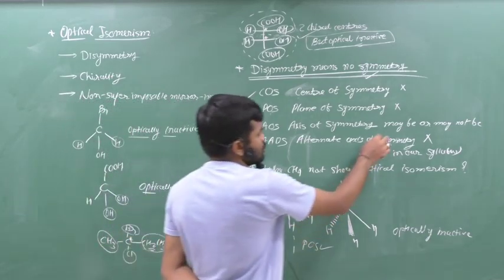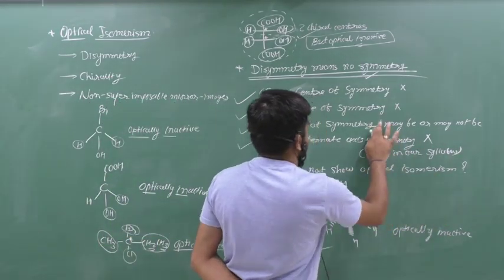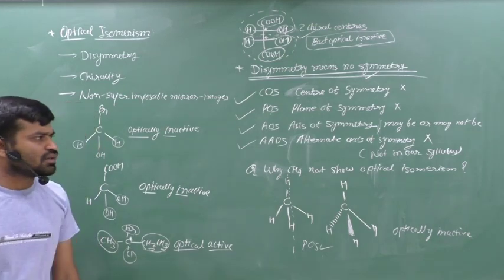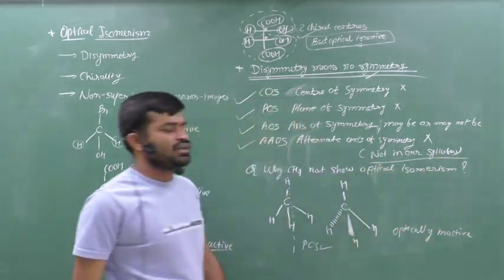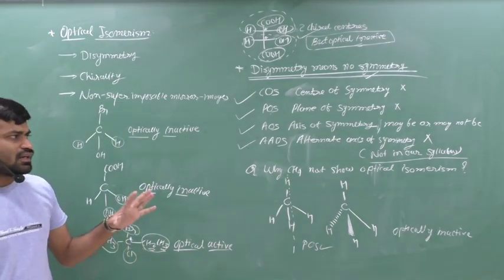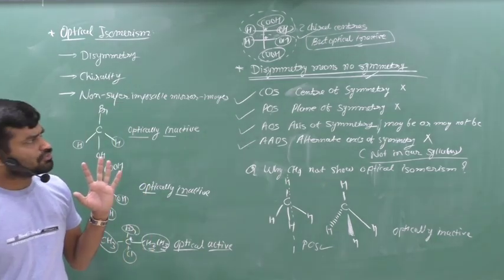AOS means axis of symmetry. AAOS means alternate axis of symmetry, but this type of symmetry is not in our syllabus. Clear? Now we can think about the 4 types of symmetry.